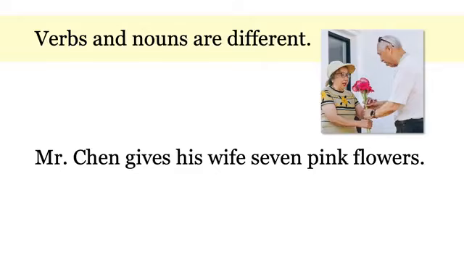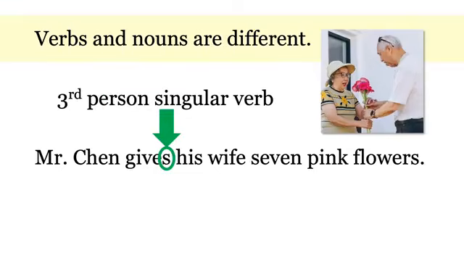Verbs and nouns are different. They have different rules. Let's take a look. So in this sentence, Mr. Chen gives his wife 7 pink flowers. Look at this S on gives. This S is for third person singular verb. But look over here, we have an S here on flowers. This S is for a plural noun. We have 7 pink flowers. The uses are different, but some of the spelling rules look the same.